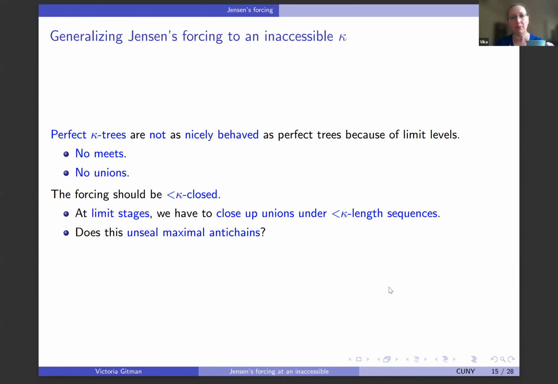So now I will talk about the actual generalization. Any questions before I move on?